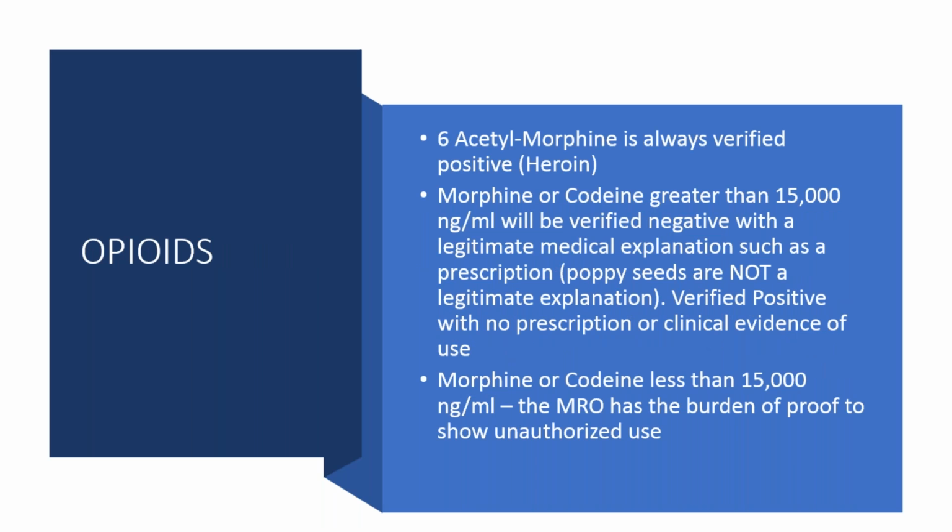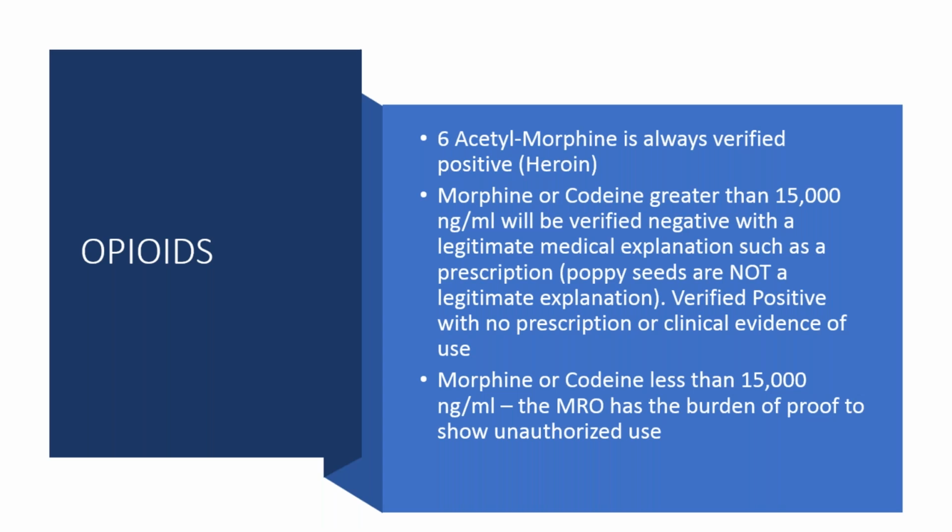So you have 6-acetylmorphine, that breaks out into that. It's always verified positive. That's never going to change. That would be heroin. Morphine or codeine greater than 15,000 nanograms per mL is going to be verified negative with a legitimate medical explanation such as a prescription. Poppy seeds are not legitimate. Verified positive with no prescription or clinical evidence of use. So again, that's pretty straightforward.